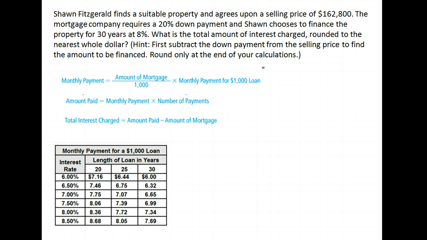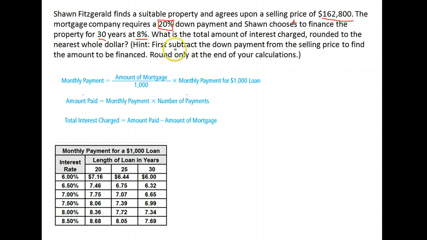Okay, here's a full question. Here we have Sean Fitzgerald. He finds a suitable property and agrees upon a selling price of $162,800. The mortgage company requires a 20% down payment, and he chooses to finance the loan for 30 years at 8% interest. What is the total amount of interest charged? Round to the nearest whole dollar.